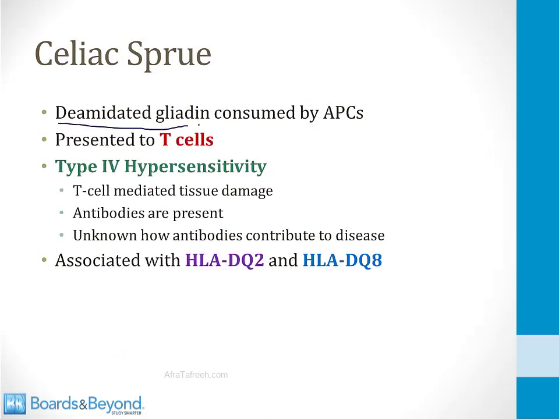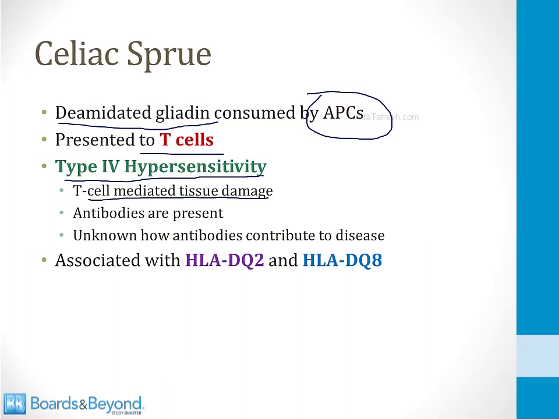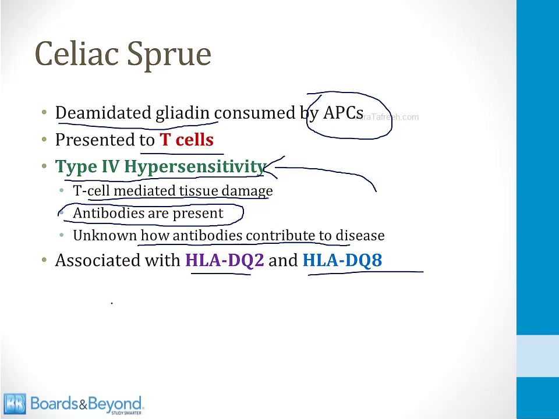What happens is the deamidated gliadin is consumed by antigen-presenting cells and presented to T cells. Celiac sprue is a T cell-mediated disorder. It's an example of a type 4 hypersensitivity reaction with T cell-mediated tissue damage. Now, what can be confusing is there are antibodies present in celiac sprue. We'll see in a few slides how they are useful for diagnosis. However, it's unknown how the antibodies contribute to the disease, and overall the disease is an example of a type 4 hypersensitivity reaction. And importantly, it's associated with several HLA antigens. DQ2 and DQ8 have both been tied to celiac sprue.